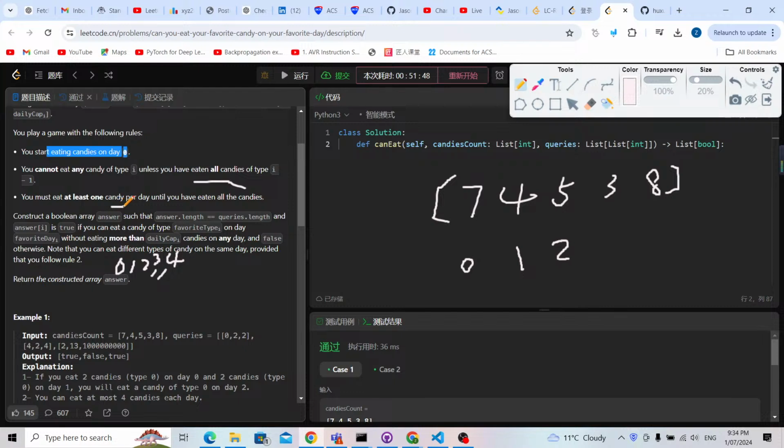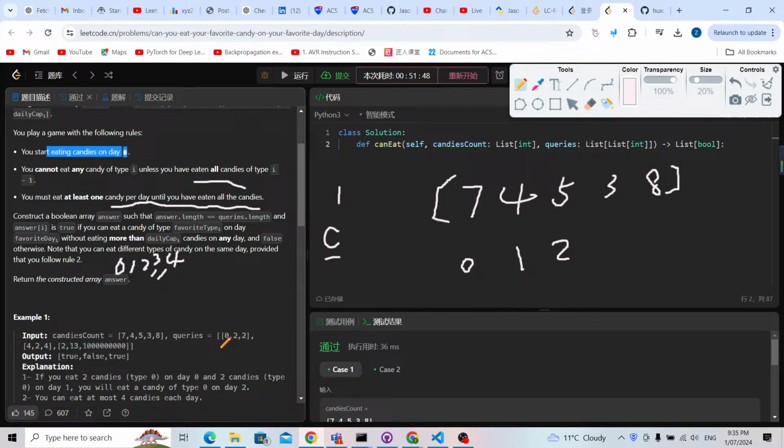And we must eat at least 1 candy per day until we have finished eating all the candies. So this means for one day, we can eat at least 1 candy, and at most we can eat the capacity. So this is to say we can eat up to the capacity of candies. So we're going to construct a query answer. So the answer's length equals the query's length. So for each of the queries, it's going to answer the question.